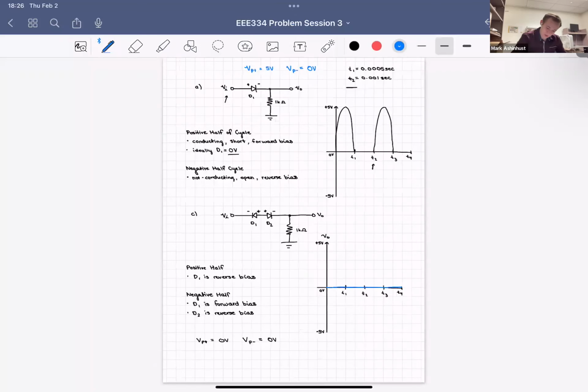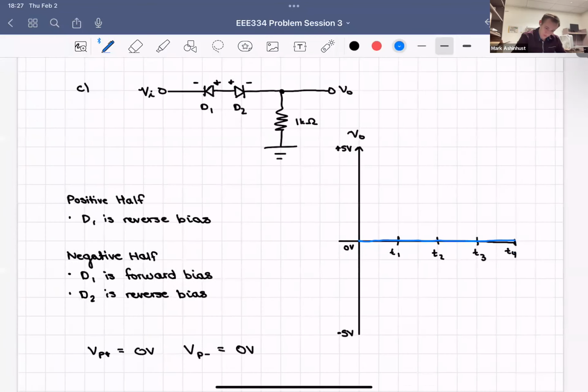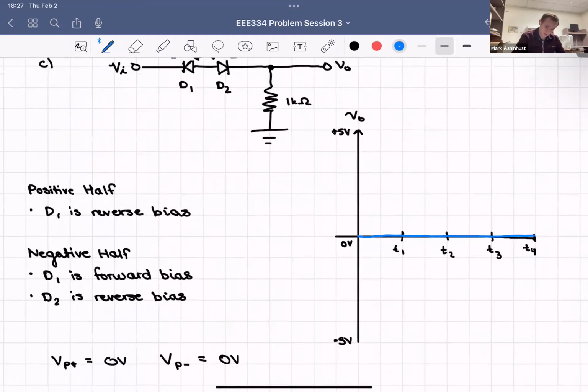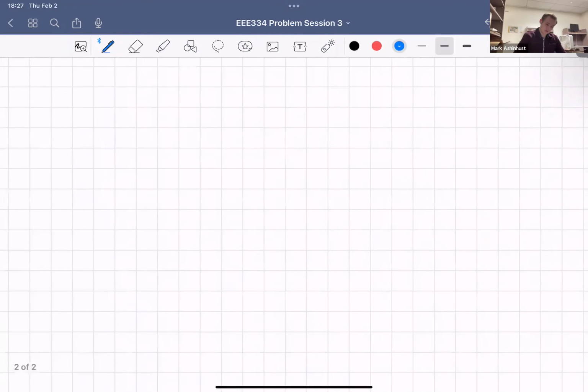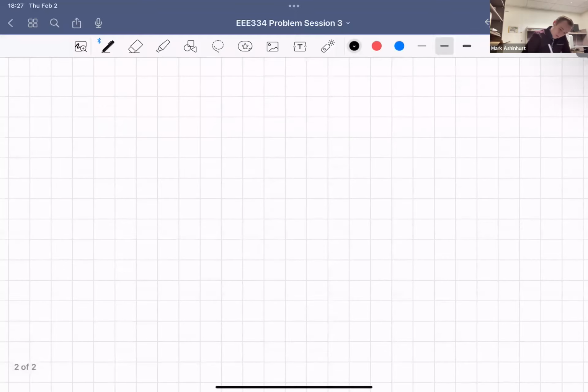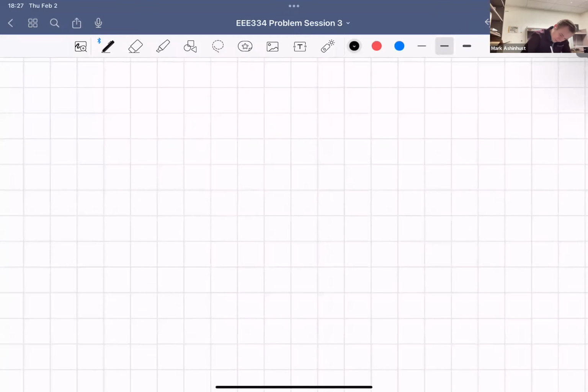So now we can move here. Let's go to another question. You can do D on your own. We'll skip to E. So E is also going to have 2 diodes, but we're going to do something different. We're going to put these diodes in parallel. So we have E, and then we have our V in here.